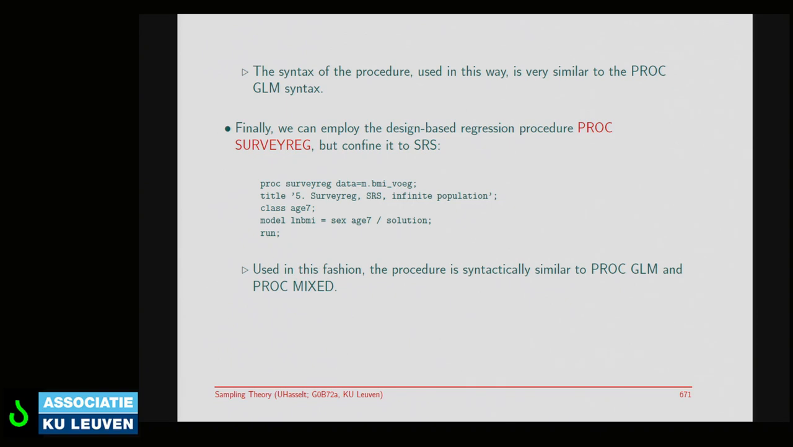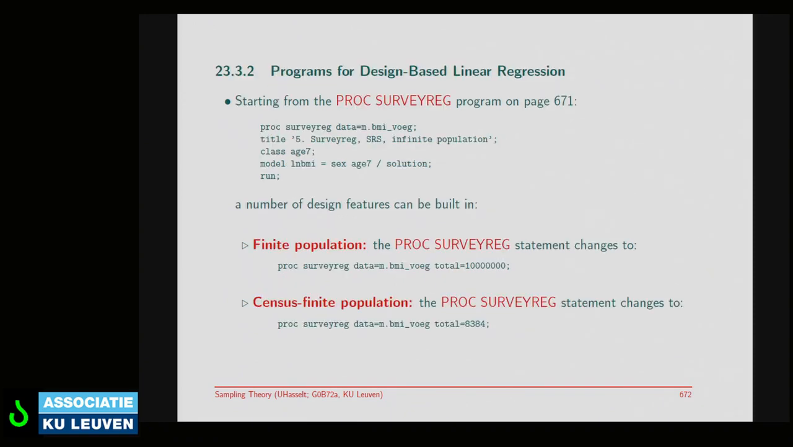And then finally, we can also use the PROC SURVEYREG procedure. But if we don't specify any of the design characteristics, SURVEYREG is simply an ordinary regression. So what I'm doing is using also the more complex procedures already, but without using the specific features of those procedures. So I'm basically fitting the same model in many different ways.